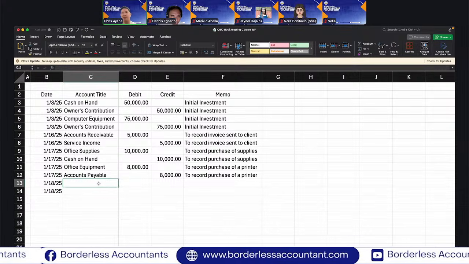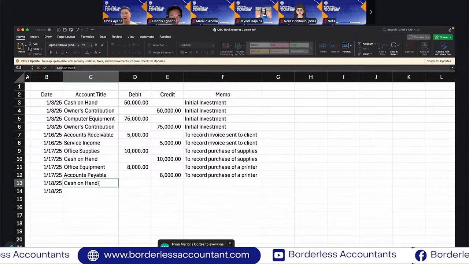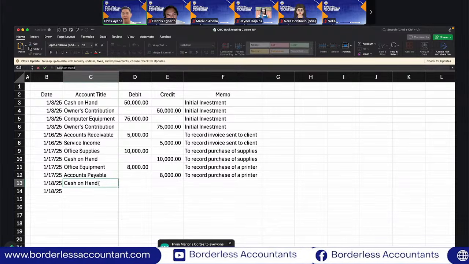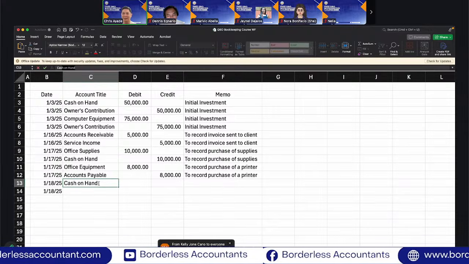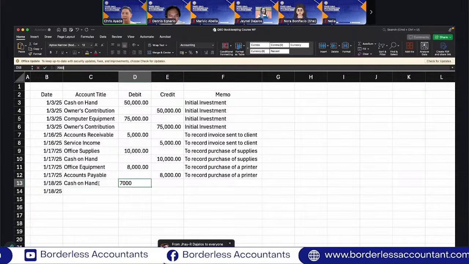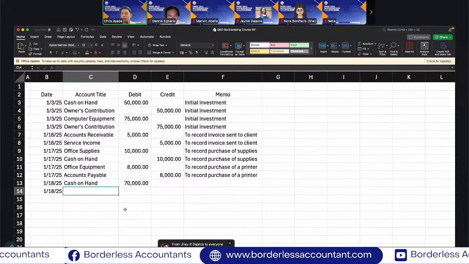So magkano ba yung charge ng pag-recon? Mga 60 to 70K. Oh, wow. Mag-BIR na nga din ako. Charet. So, binayaran siya ng cash. Cash on hand, 70,000. Ganyan. Para may cash naman si JR. Kawawa naman pong puro utang yung kanyang customer.